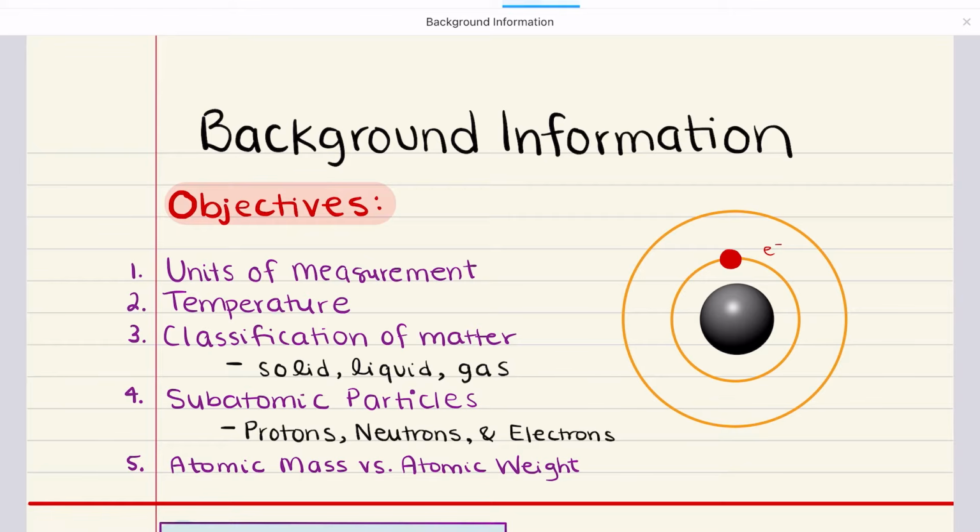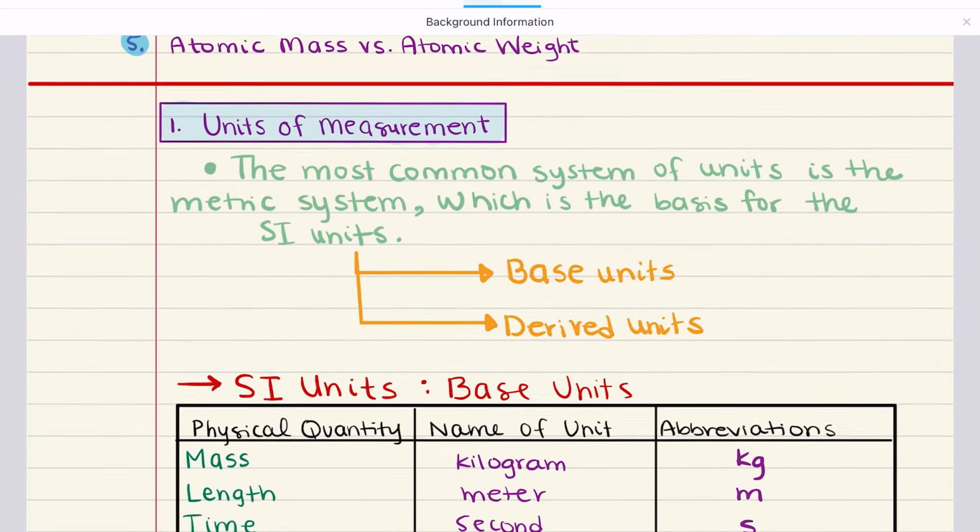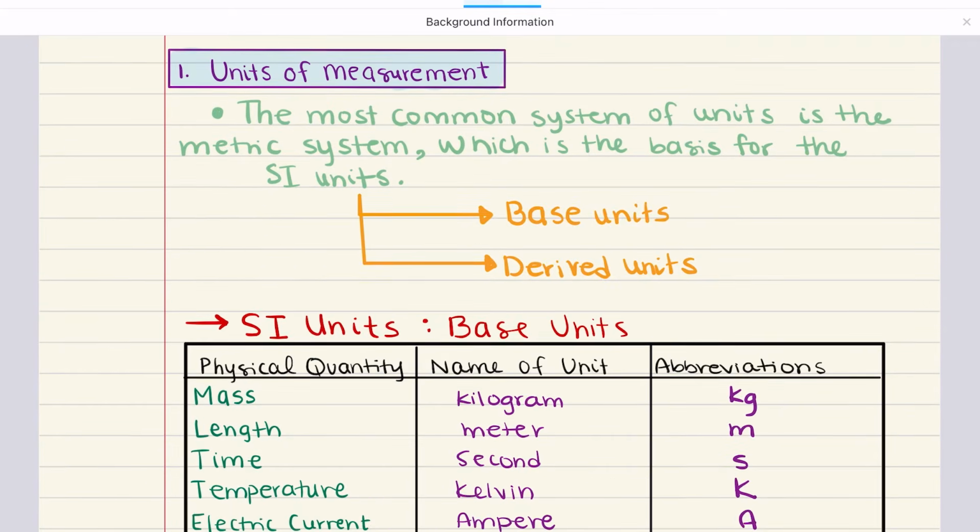And here, specifically, I'm going to go over units of measurement, temperature, classification of matter. We're also going to go over subatomic particles. Here we'll discuss protons, neutrons, and electrons. And then finally, we will also cover atomic mass versus atomic weight. And here we'll do a little bit of stoichiometry as well. So with that introduction, let's go ahead and get started with this first objective titled Units of Measurement.